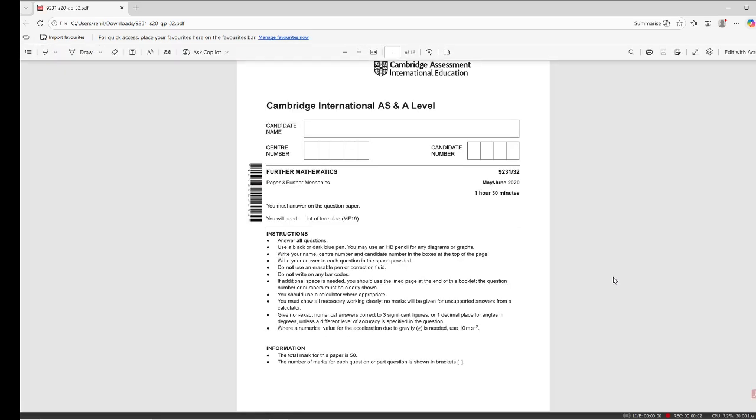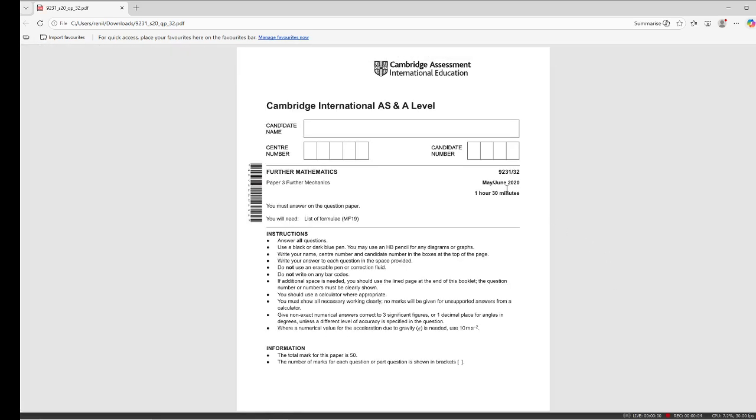Welcome back, guys. Today we're going to be doing further mechanics, May June 2020, paper variant 2, which is the same as paper variant 1. Right, so let's start this thing off.